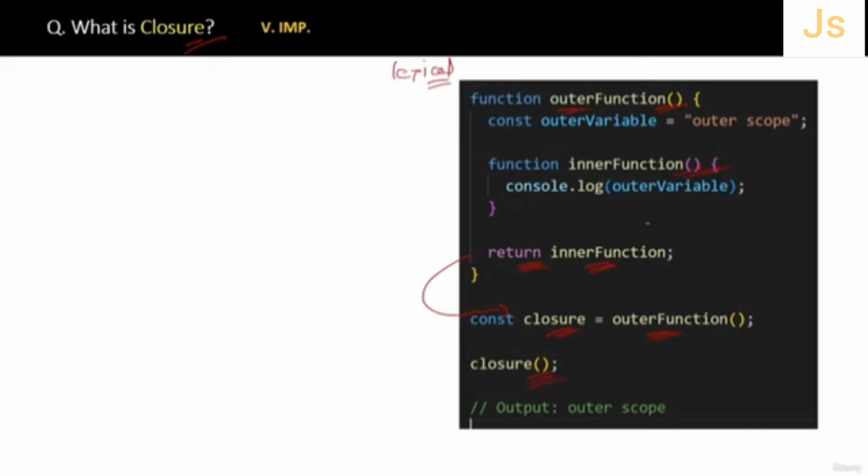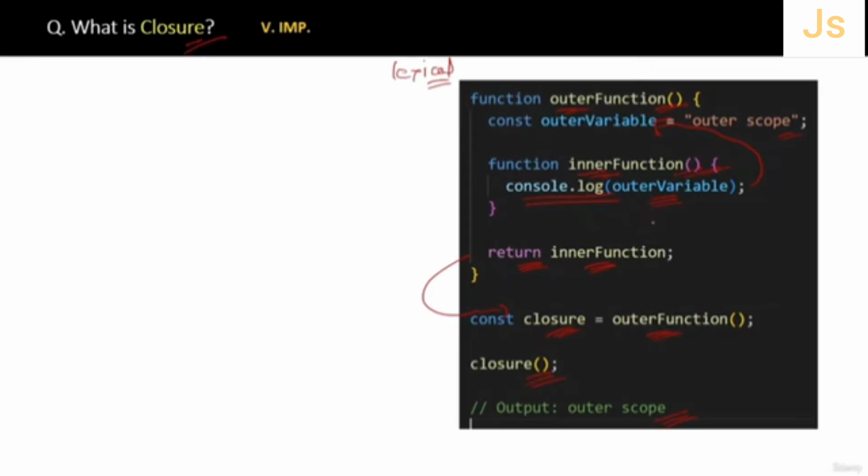This will call the inner function, and since the inner function is able to access this outer variable of the outer function because of the lexical scoping, finally outer scope will be logged in the output. Now here are two questions that come to your mind. First, what is the difference between lexical scoping and closure?